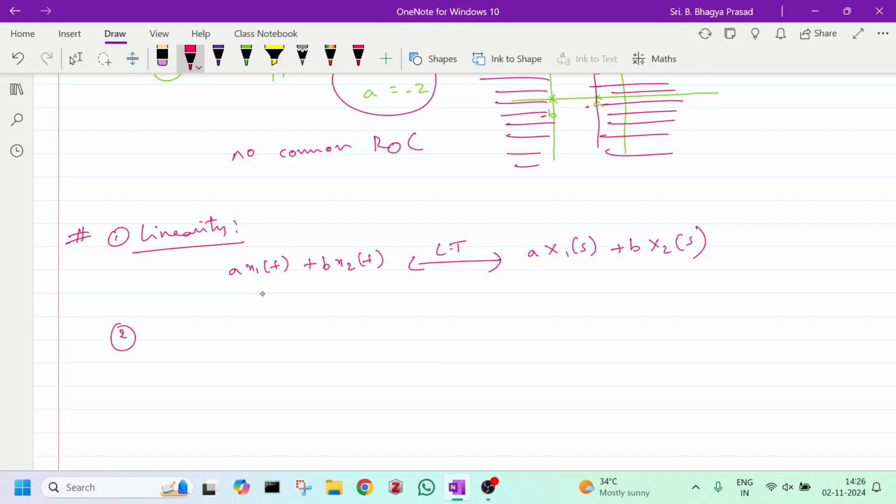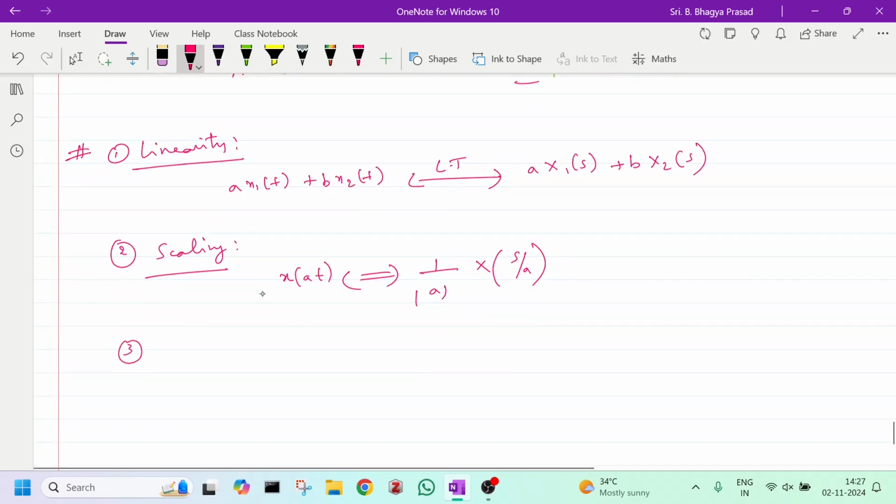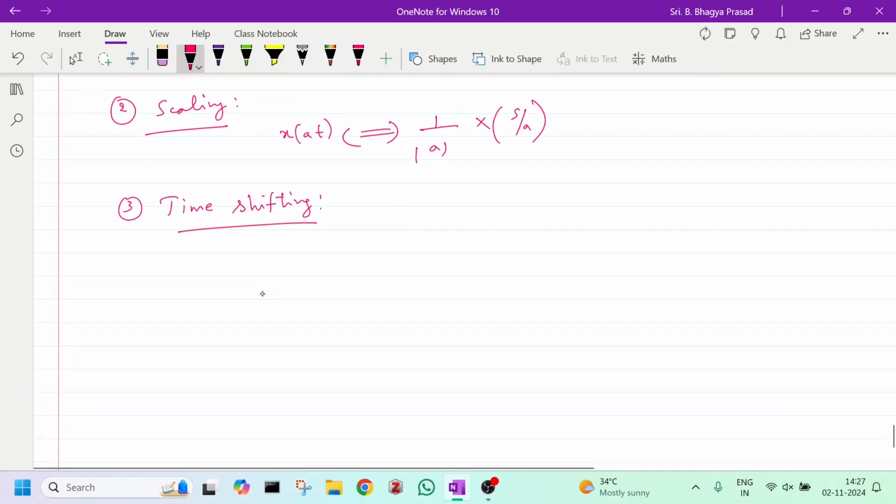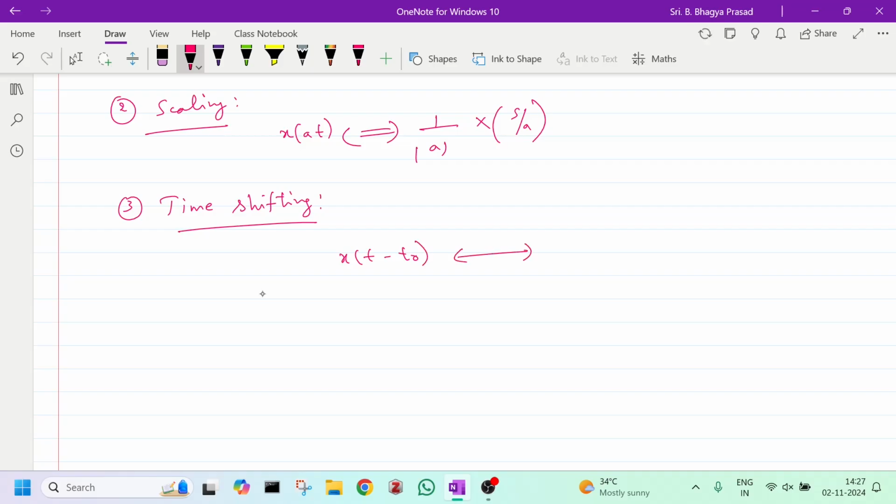And the second, scaling property: x of at, the Laplace transform is 1 by mod a times x of s by a. Third one, time shifting: x of t minus t naught, the Laplace transform is x of s multiplied with e power minus s t naught.